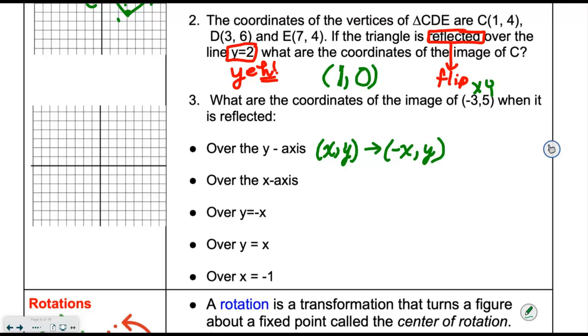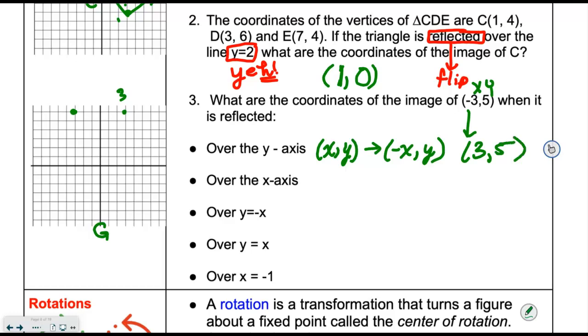You could go 3 to the left and 1, 2, 3, 4, 5 up, and you could physically fold it over this y-axis, but where you would end up is over here at the opposite of the x, 3, and the y the same.